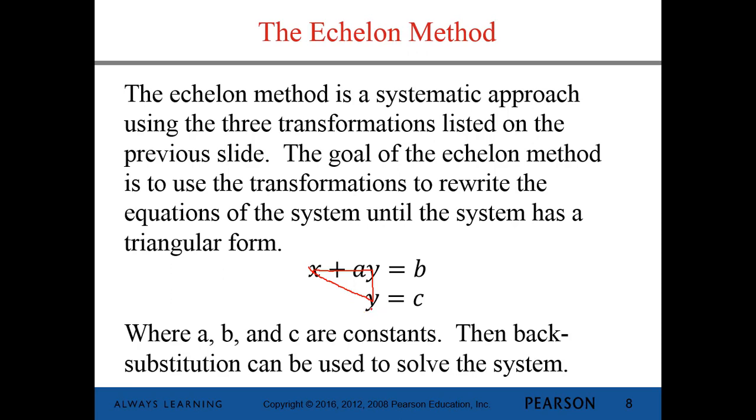Because when we have a triangular form, the very last equation is always going to be the last variable equal to a constant, where a, b, and c are constants. Once we know what y is in this case, we can back substitute, plug in c for y, solve for x, and eventually solve the system. Okay, and that's what we're doing here.